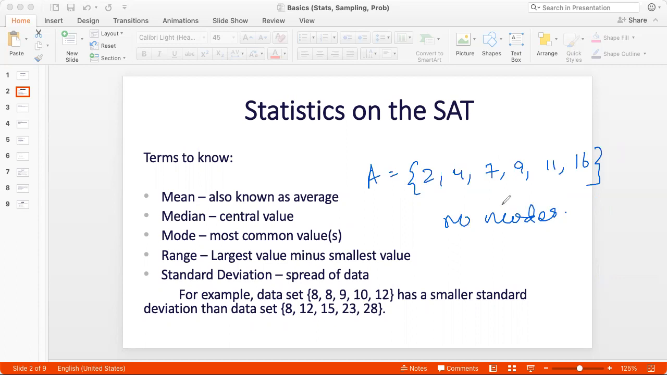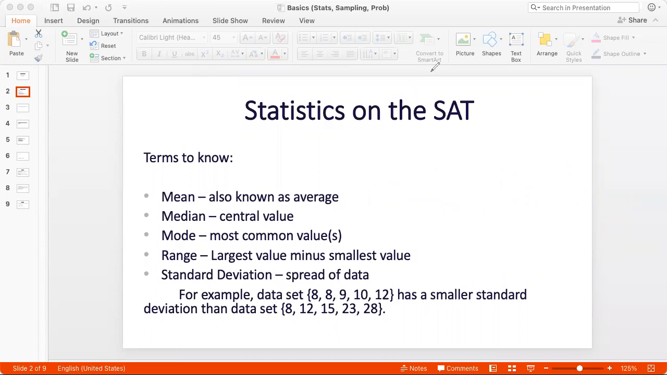Okay, then we have something called the range. What do we mean by the range? The range is simply the difference between the largest and the smallest value in a data set. So for example, if I look at the data set given here, the smallest value is 2 and the largest value is 16. So the range is 16 minus 2, which is 14, right? So that's what range is. Right, and standard deviation is indicative of spread of data.